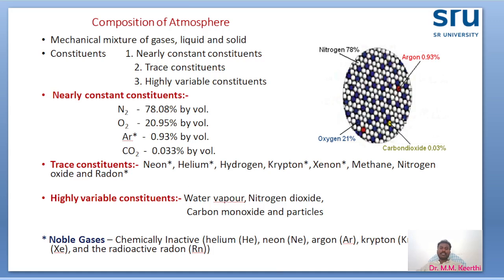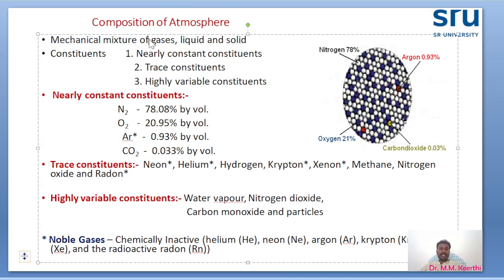Okay. Next one: what is the composition of air? The atmosphere is a mechanical mixture of gases, liquid, and solid portions. Gases will be present, liquid will be present, and solid portions. What are the constituents? There are three: nearly constant constituents, trace constituents, and highly variable constituents.